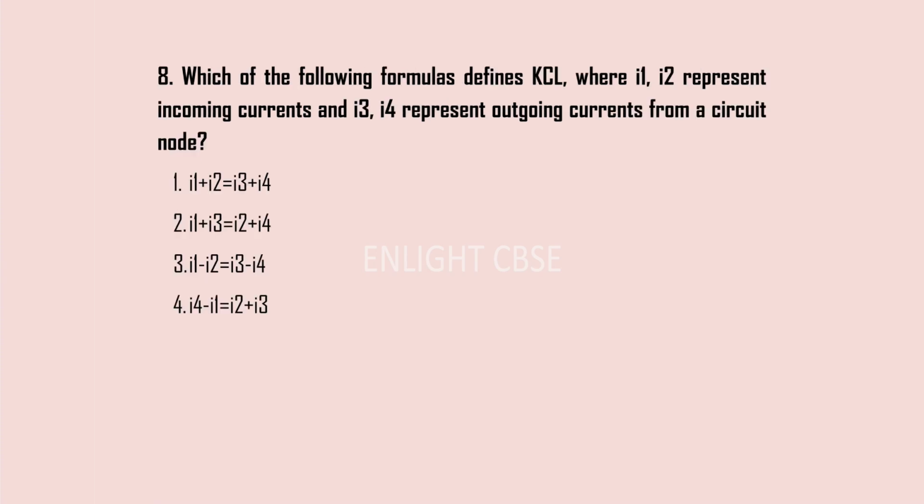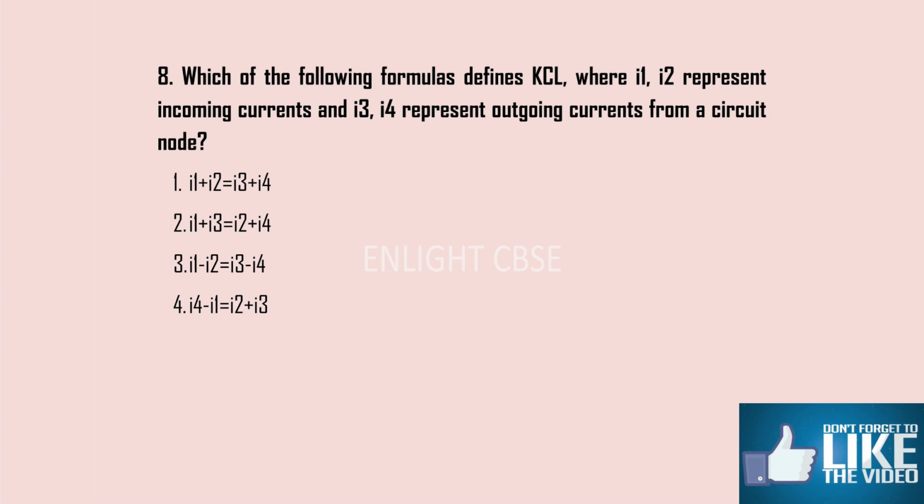Question 8. Which of the following formulas defines KCL, where I1, I2 represent incoming currents and I3, I4 represent outgoing currents from a circuit node? Answer: 1. I1 plus I2 equals I3 plus I4.